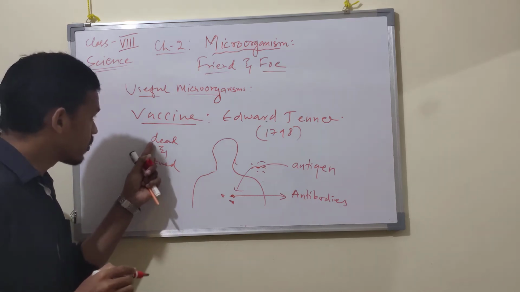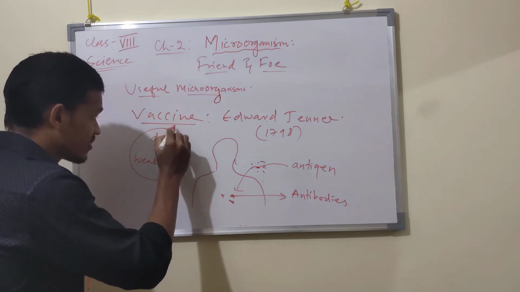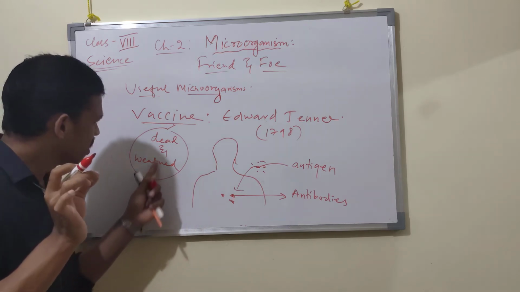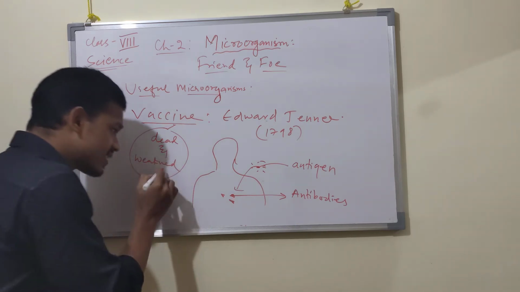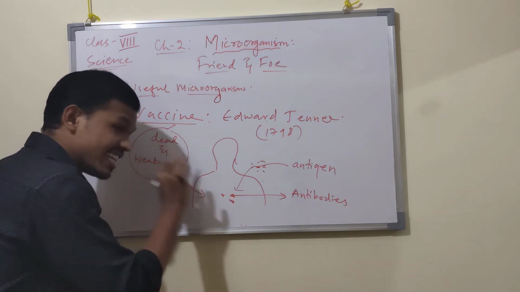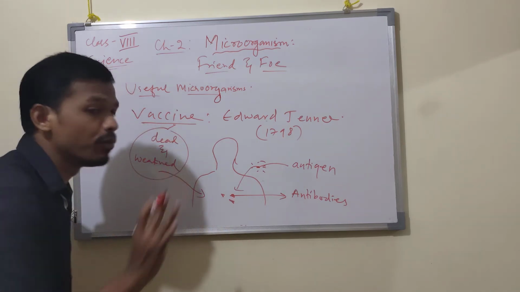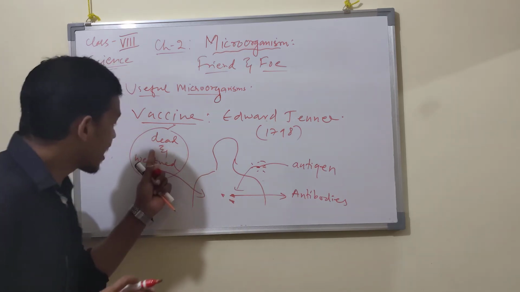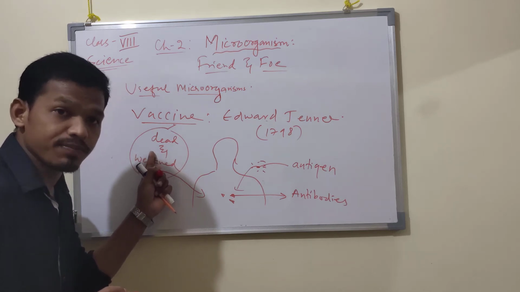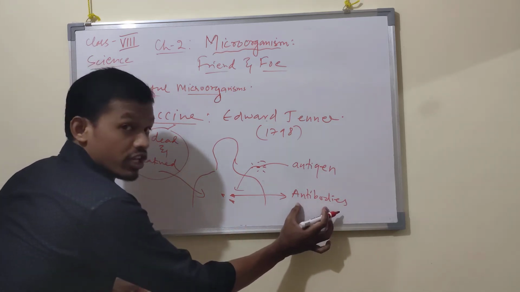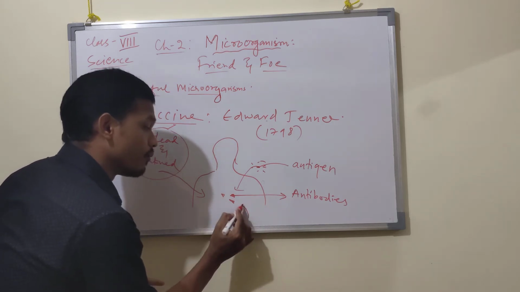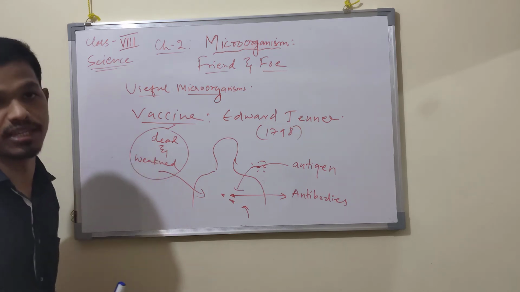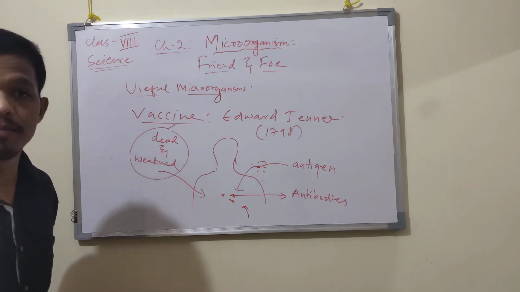What is that? This vaccine contains certain microorganisms which are very weak and dead. These microorganisms are injected into a healthy body. Therefore, according to these microorganisms, our body will produce some antibodies suitable to fight against these dead and weakened microorganisms.